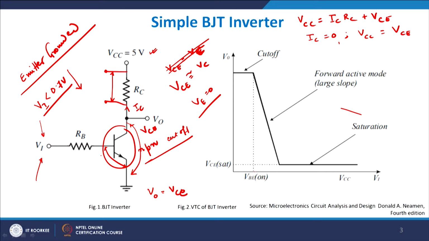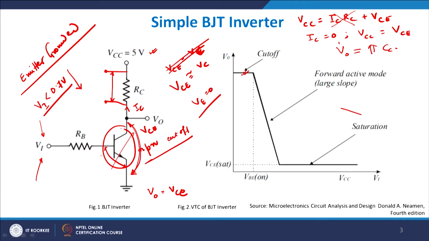Now, when my IC equals 0, VCC equals IC RC plus VCE, and this drops off. Therefore, the voltage across this is pretty large, because all the voltage drop will be across this. So this is cut off, and therefore I will get V0 to be a high value equal to VCC, and you get a large value here.